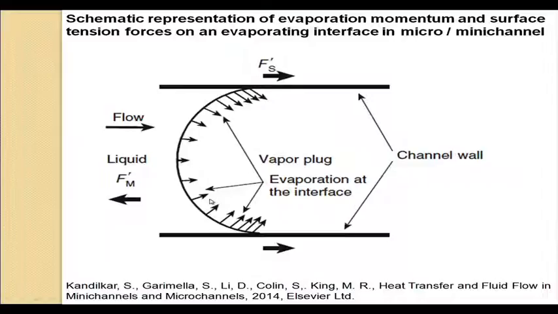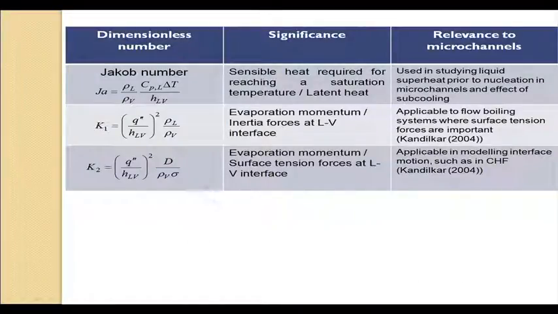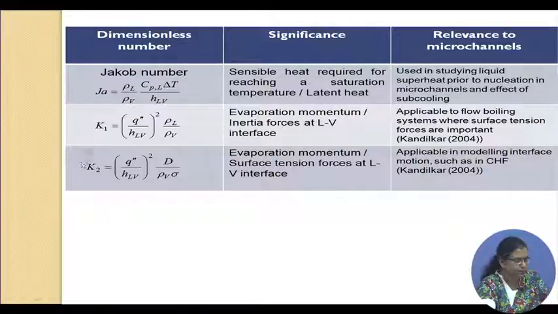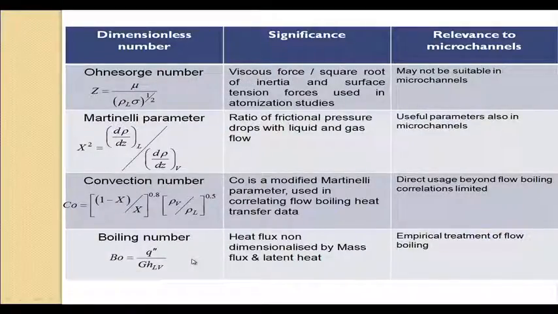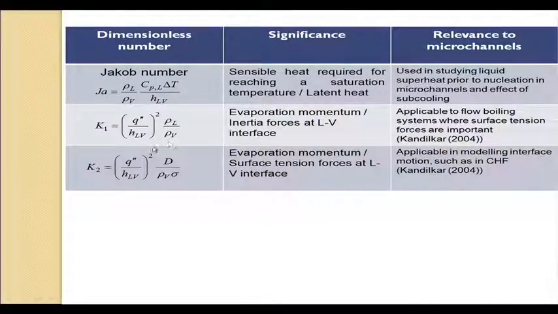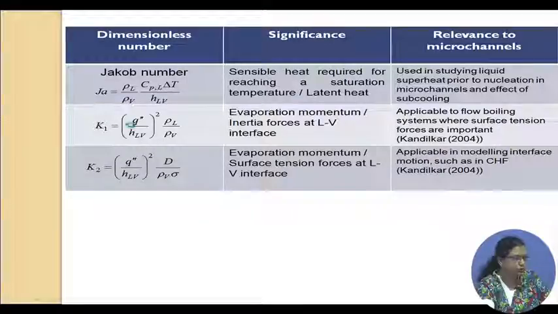So, this particular effect was first recognized by Kandlikar, and he proposed two dimensionless numbers which are commonly known as K1 and K2. If you observe these two numbers, you find that K1 is nothing but a modified boiling number, where the boiling number has been modified by incorporation of the vapor and liquid densities, and K2 relates the evaporation momentum and the surface tension forces at the liquid vapor interface. So, these two numbers are encountered during flow boiling.